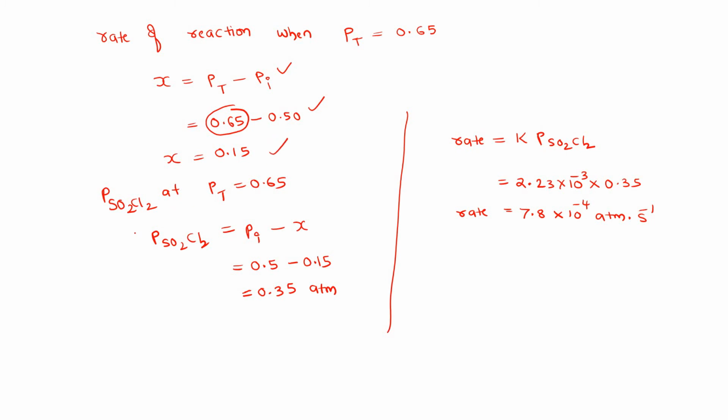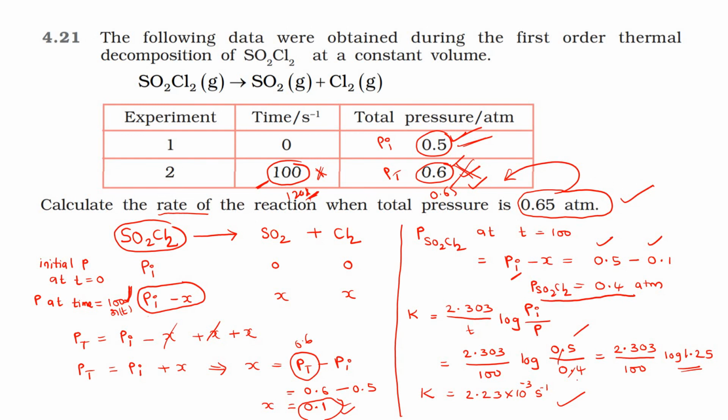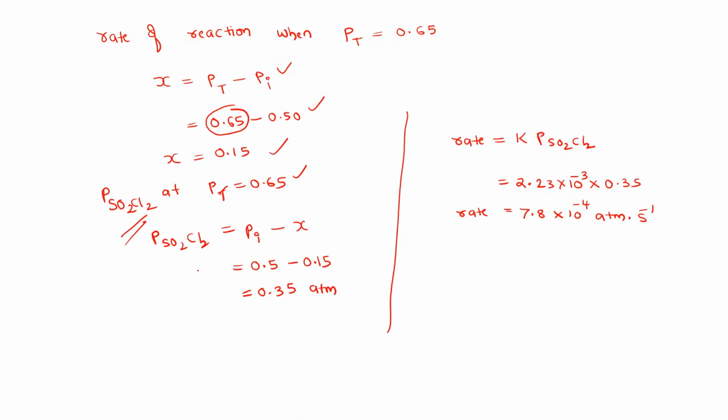Now again think, partial pressure of sulfonyl chloride at total pressure equal to 0.65 is equal to what? Pi minus X. Same formula. Last we have done the same formula here. Now the partial pressure of sulfonyl chloride I got 0.35 here. Now rate is equal to, what is the formula? K into partial pressure of SO2Cl2, isn't it? Now rate equal to K times that, generally we calculated here.